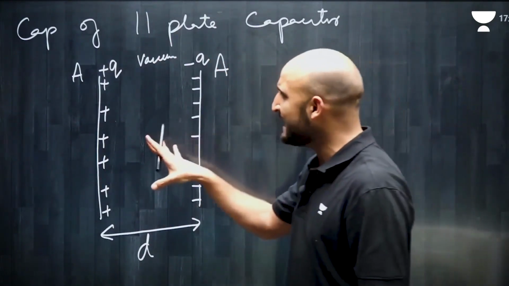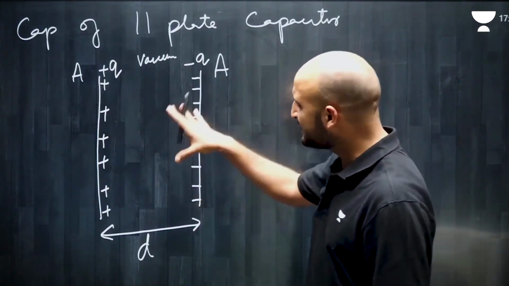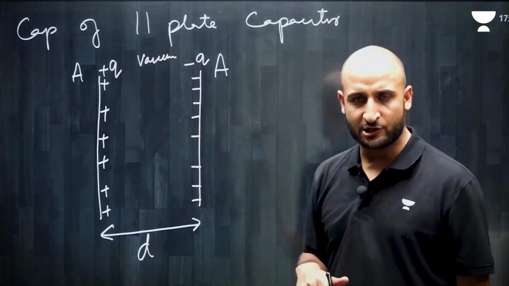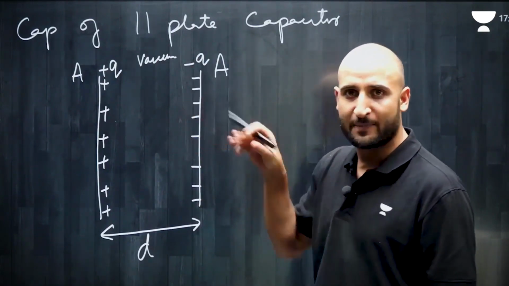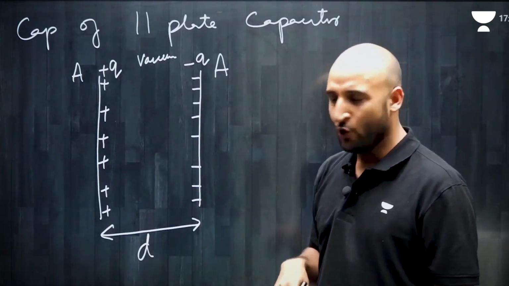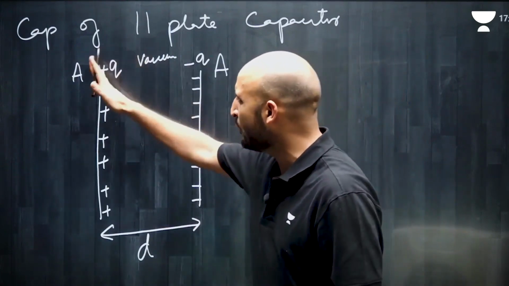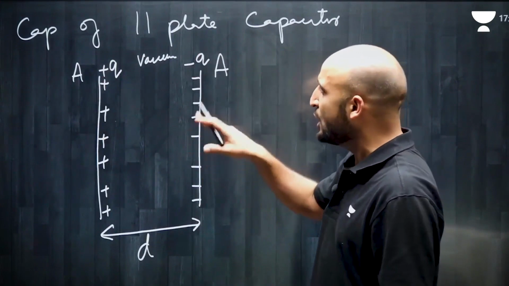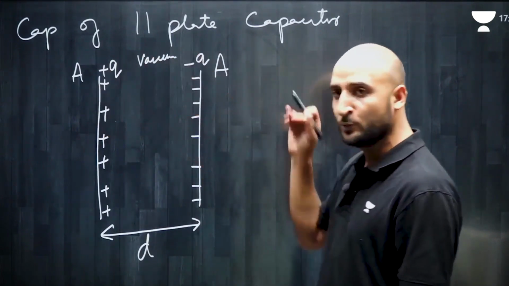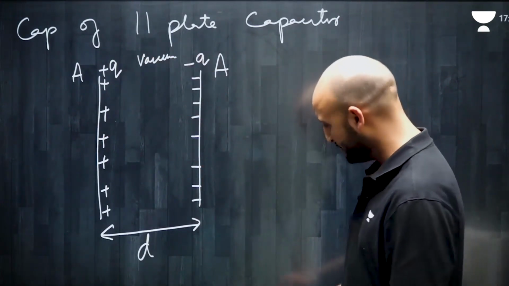Now, before I write the capacitance of this parallel plate capacitor, let's try to analyze what will be the field due to this capacitor. What will be the field because of this plus Q on this inner surface and minus Q on this inner surface? Let's try to analyze what will be the field because of these two plates. Have a look here.